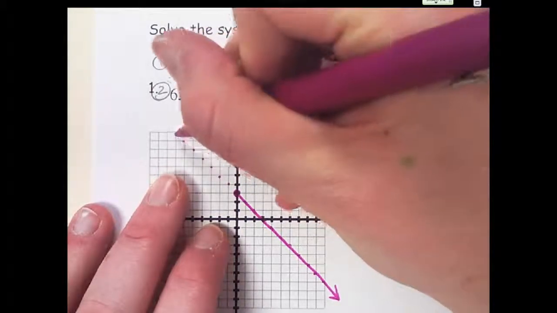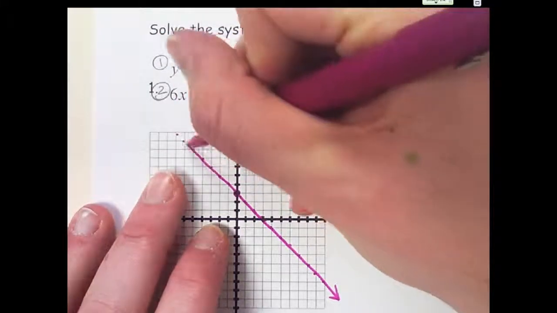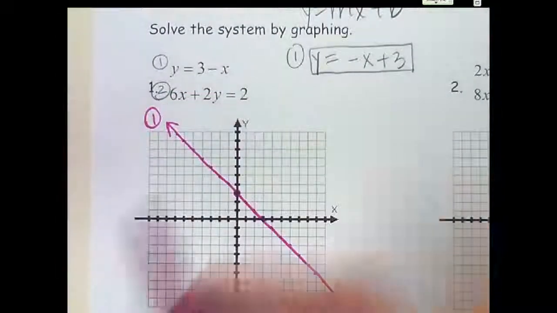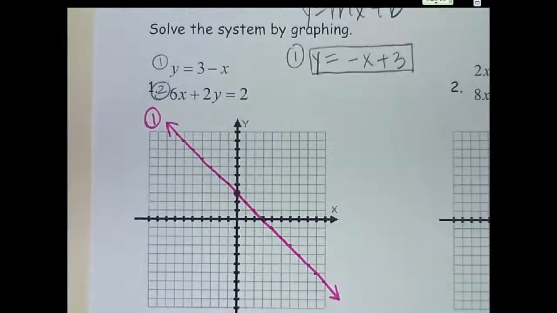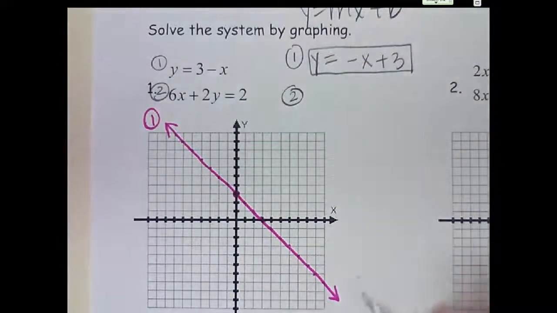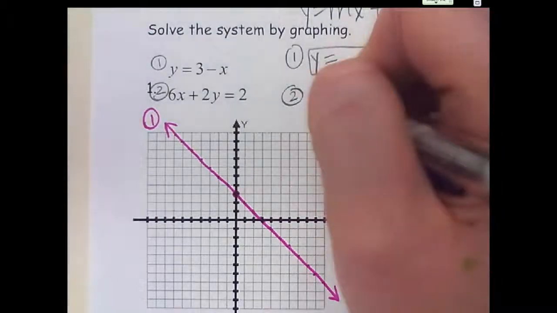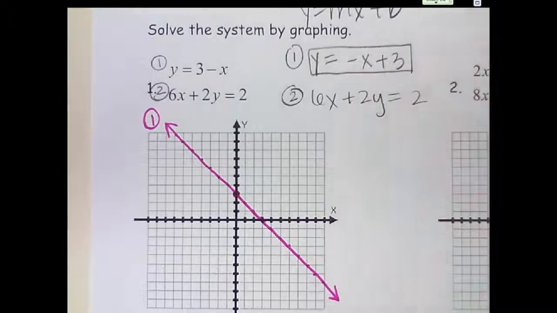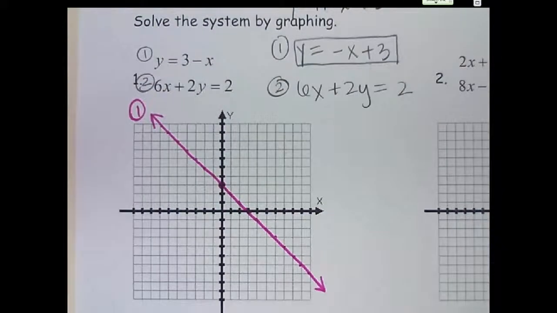And then up 1, left 1. And I'm going to put a little 1 there so I remember which equation is which. Okay, and the second equation, we need to get y by itself. So 6x plus 2y equals 2. What's the first thing you do to get y by itself?